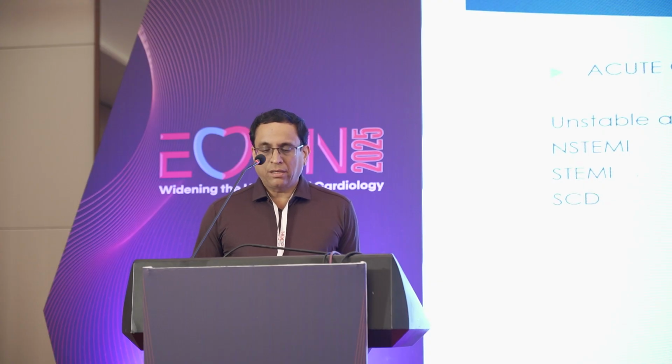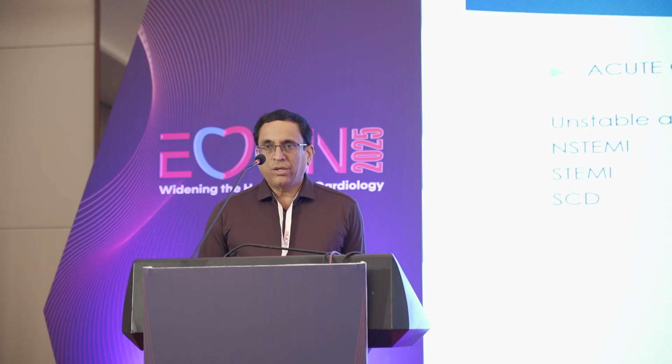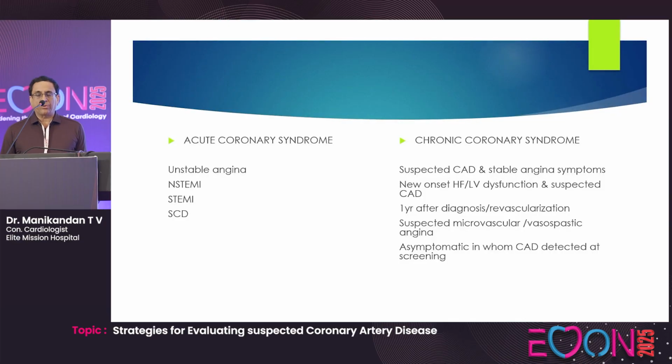It includes stable angina, what we call chronic stable angina, new onset heart failure or LV dysfunction when we suspect coronary heart disease, and 1 year after acute coronary syndrome, and 1 year after PCI and CABG, suspected microvascular and vasospastic angina, as well as silent MI. All these groups are included in chronic coronary syndrome.